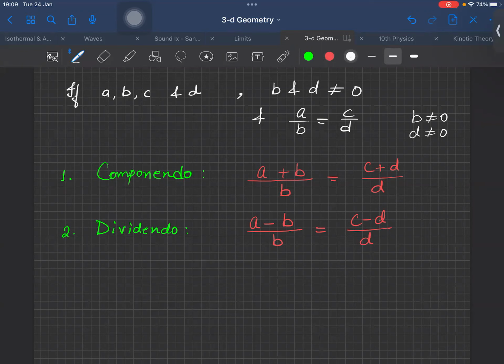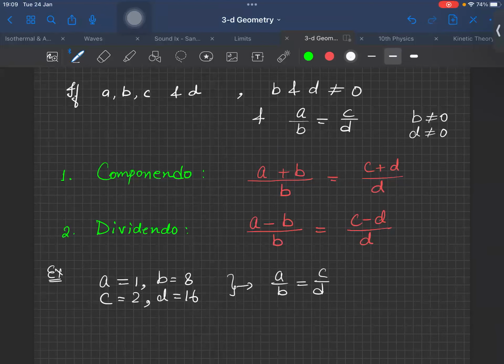Let's say, we are just taking an example, A is equal to 1, B is equal to 8, C is equal to let's say 2, so D should be equal to 16. That means for this A by B is equal to C by D, right? This is true, isn't it? Because 1 by 8 is equal to 2 by 16. When we substitute real values, it is always true.